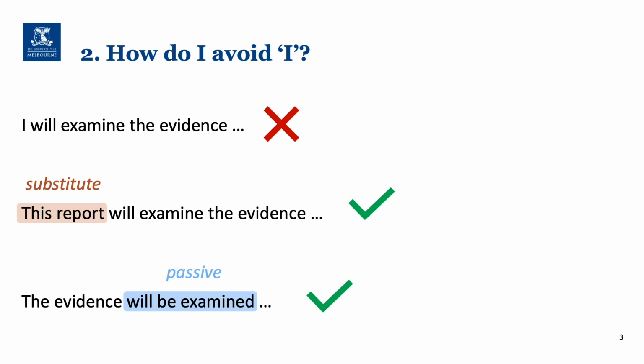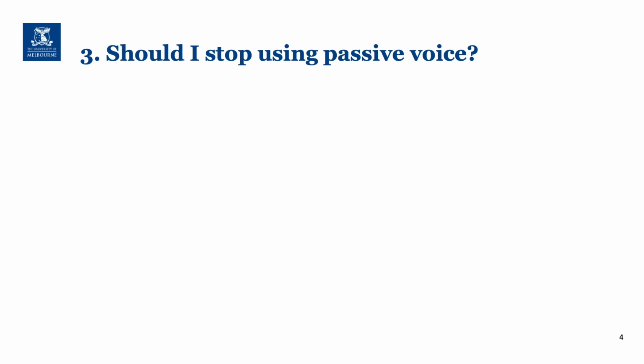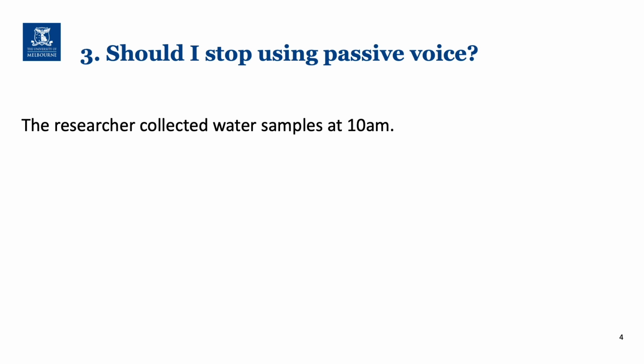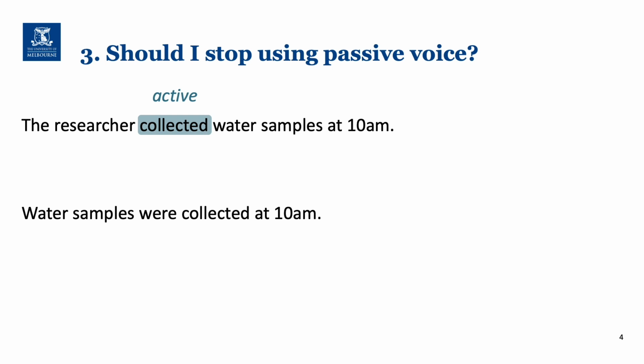That brings me to the next question, should I stop using passive voice? The passive voice is a grammatical structure that is formed using the verb be and the past participle of the main verb. It is contrasted with the active voice. For example, "The researcher collected water samples at 10 a.m." is in active voice, and "Water samples were collected at 10 a.m." is in passive voice. Passive voice rearranges the sentence and shifts the focus to what was done, the collection of water samples, rather than who did it, the researcher.